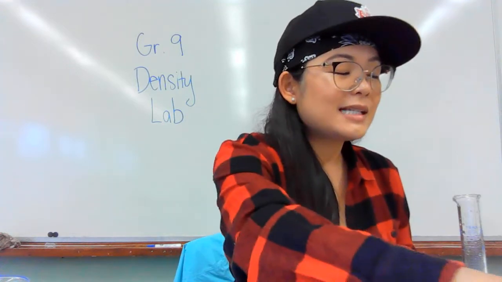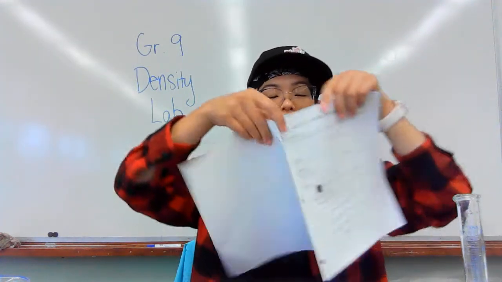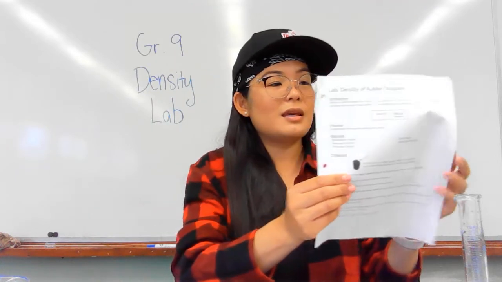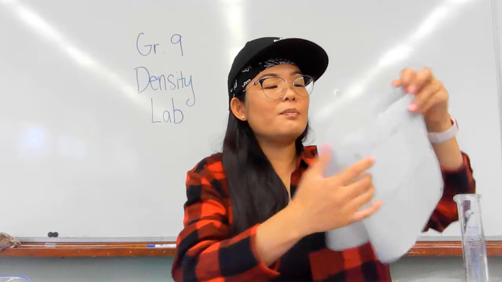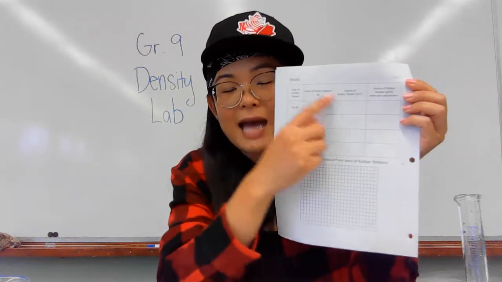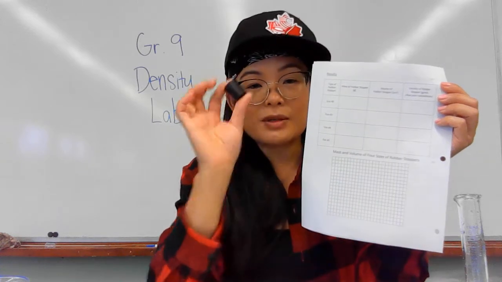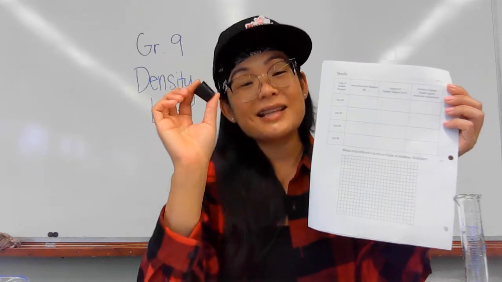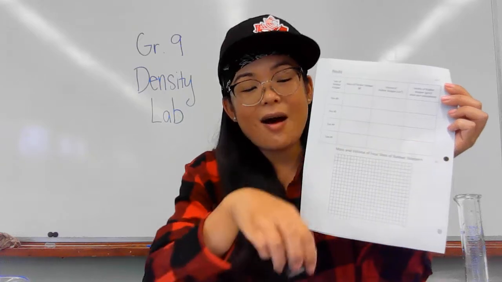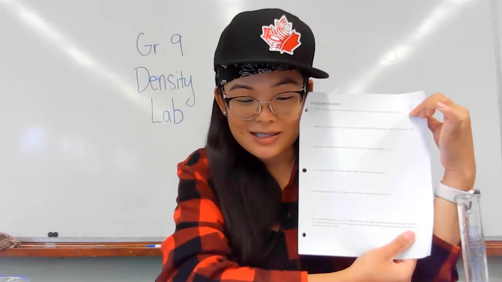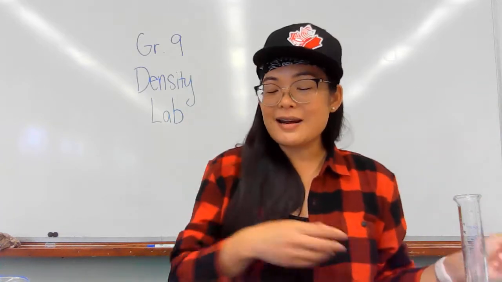So go ahead and download the handout titled Lab Density of Rubber Stoppers. On this handout, we've got the procedure, materials list, we've got the purpose. I'm going to help you with filling in some of your data today. So I'm going to help you find the mass and volume of these rubber stoppers so that you can then calculate its density on the last column. You're going to then create a graph and answer some analysis questions. All right, so let's get started.